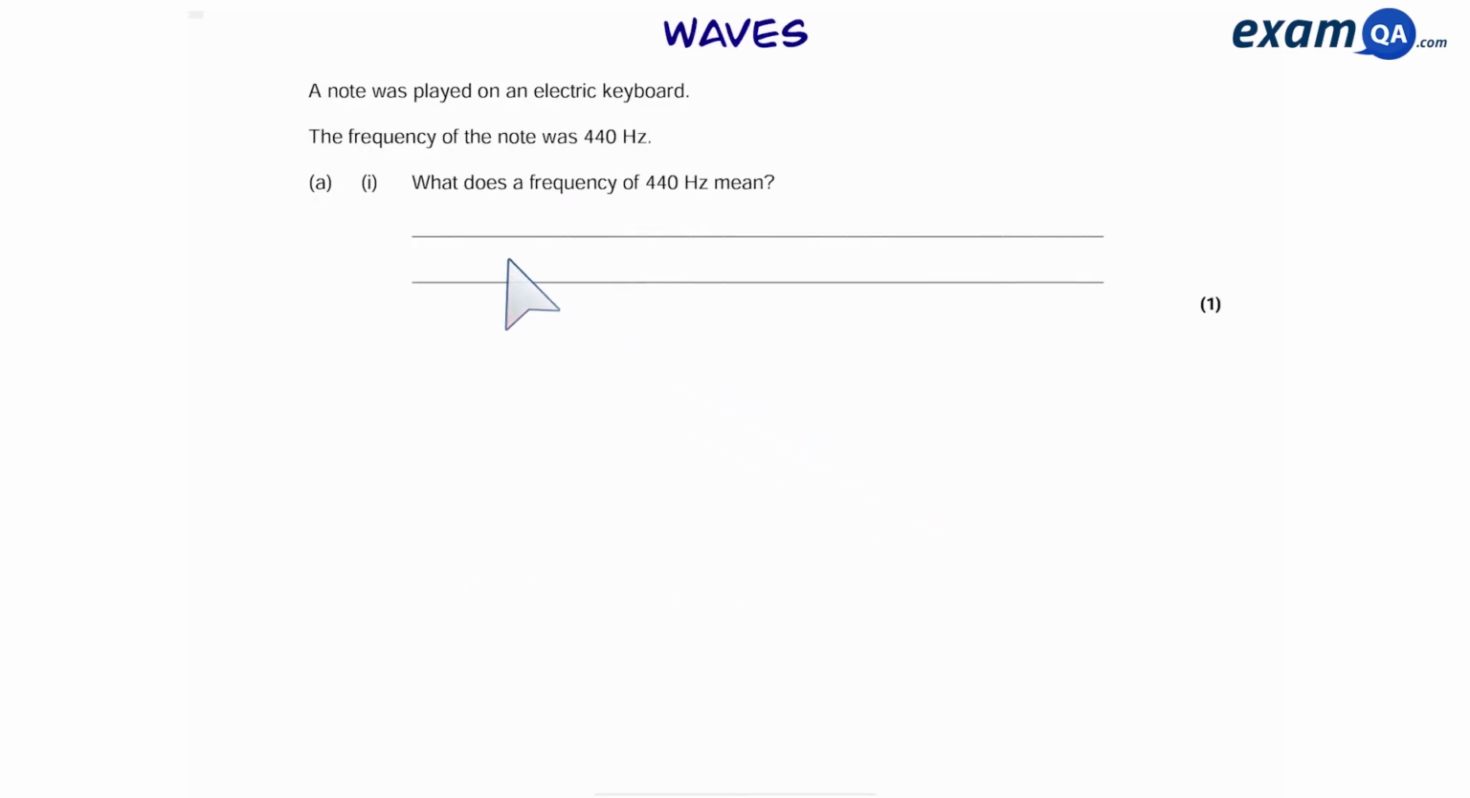Here's another exam style question on waves. A note was played on an electric keyboard and the frequency was 440 hertz. What does a frequency of 440 hertz mean? So 1 hertz is equal to 1 wave per second. Therefore, 440 hertz is equal to 440 waves per second.